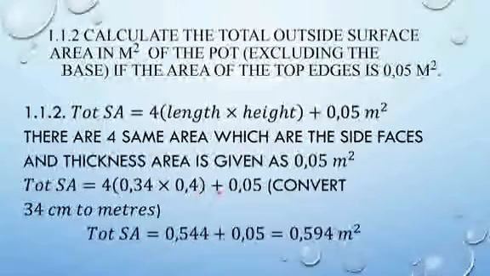Of course, we are going to add what? Those edges, which is 0,05. So by multiplying 4, multiply 0,34, multiply by 0,4, we will get 0,544 plus the 0,05 of those edges. And the total will give us what? 0,594 square meters. So that will be the total surface area of that particular pot.